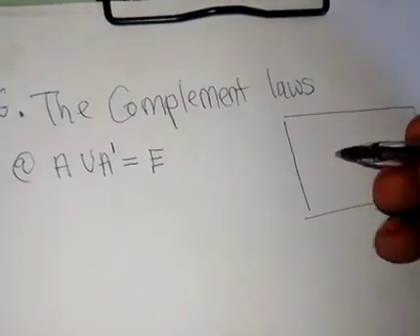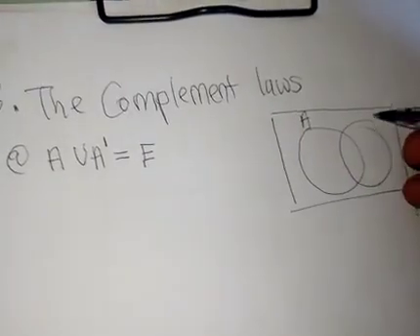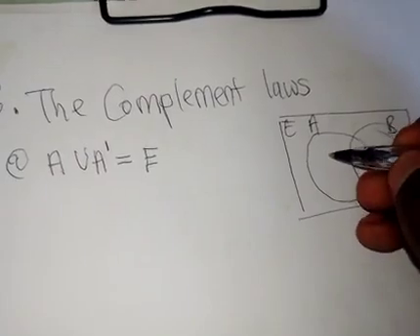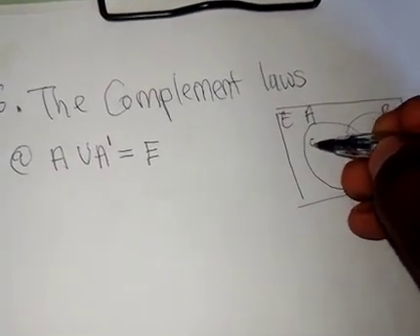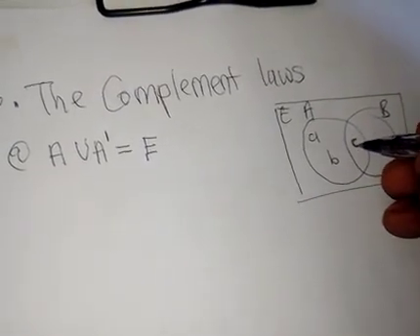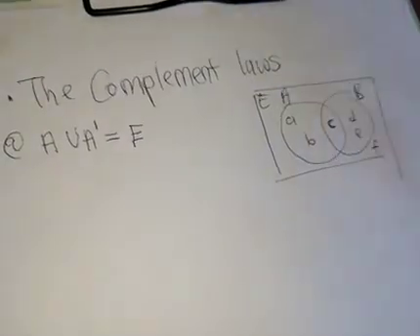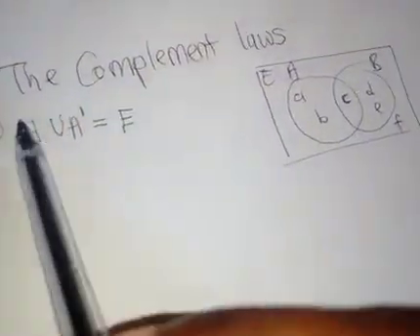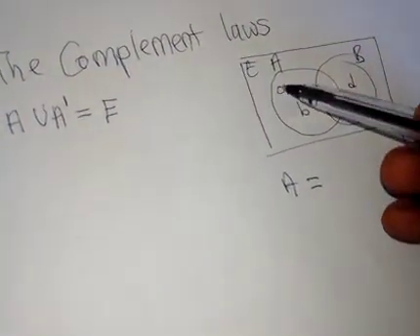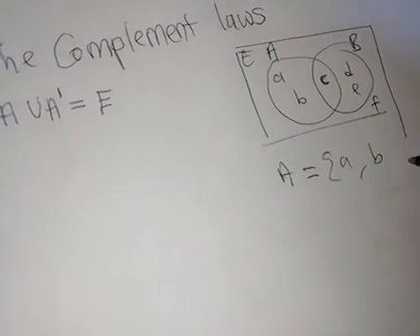Let's demonstrate. If we have two sets, A and B, inside the universal set, let's say in A we just have the elements A, B, then the intersection is C, then we have D, E, and outside we have F. So what is set A? Let's list set A. Set A is simply A, B, C.